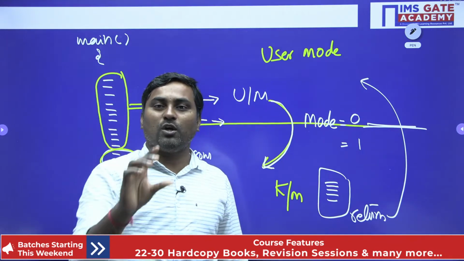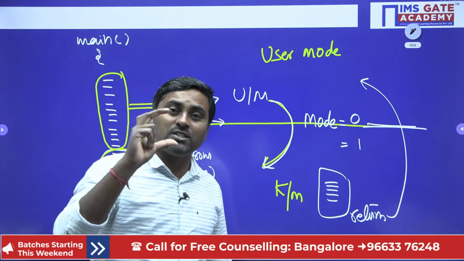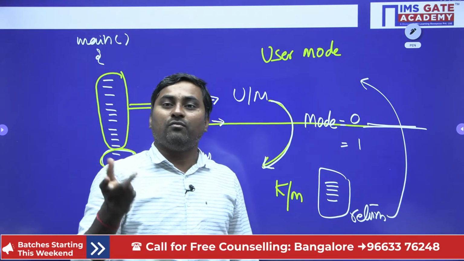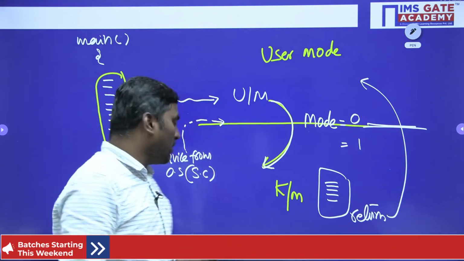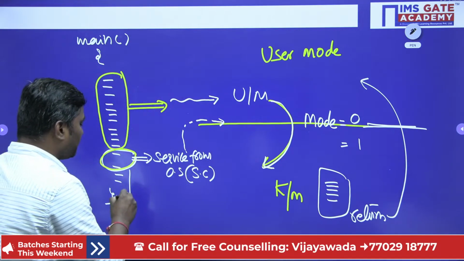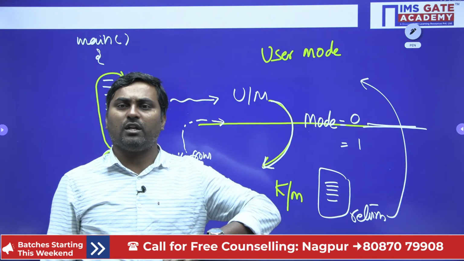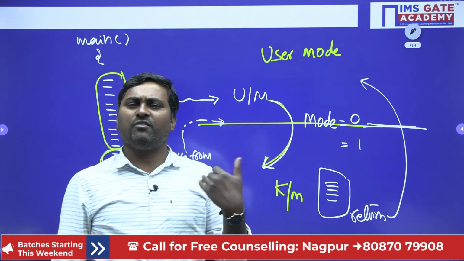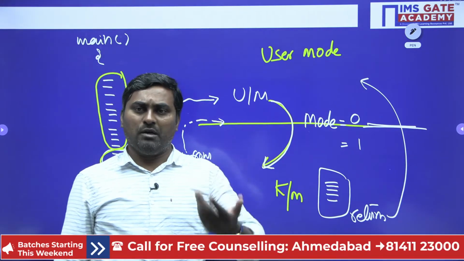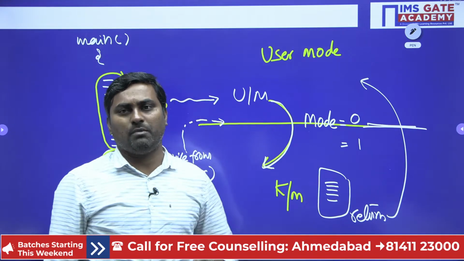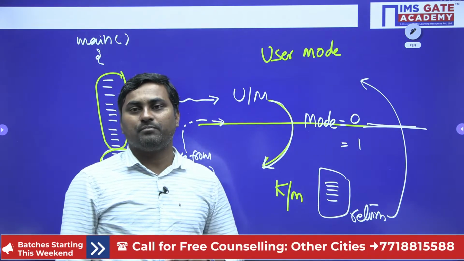Without preemption, the code will run. Once the system call code is completed, you will come back to user mode and continue the remaining part of the code in user mode only. This transition happens from user mode to kernel mode to user mode, several times during any application or program execution. I hope this is clear.